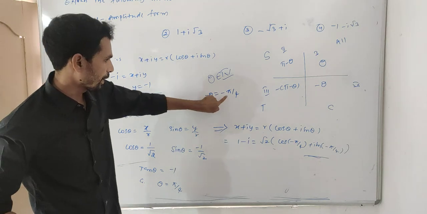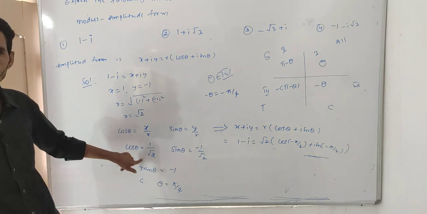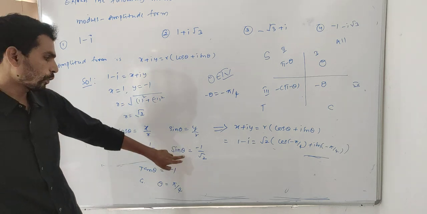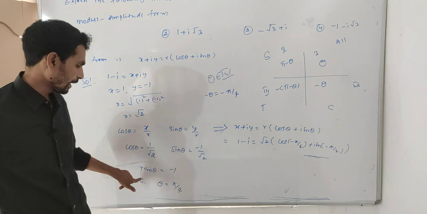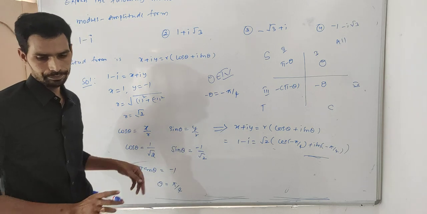Suppose you substitute theta equal to minus pi by 4. Cos of minus pi by 4 means 1 by root 2 only. Sin of minus pi by 4 means minus 1 by root 2. Tan of minus pi by 4 means minus 1 only. Cos of minus theta is the same as cos theta.